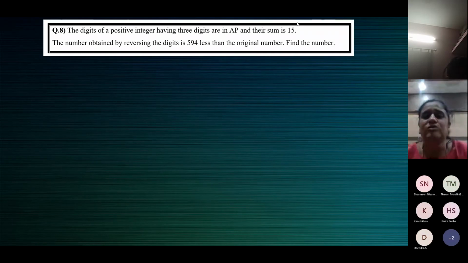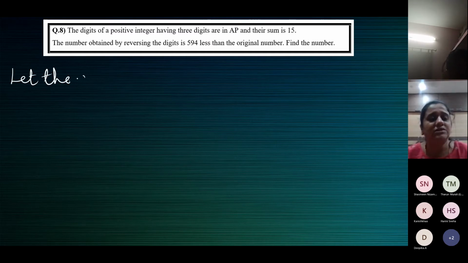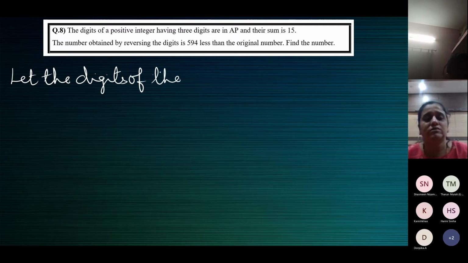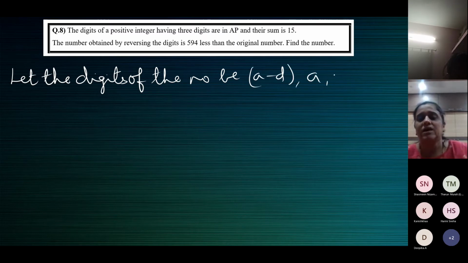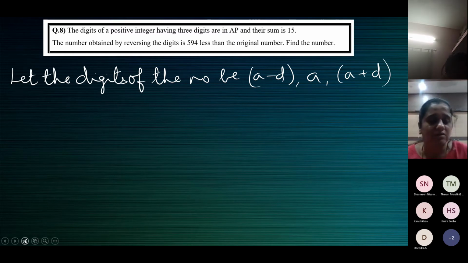Since it's only about 3 numbers, it's not an infinite AP or an AP consisting of many numbers. It's just 3 digits. So you should say, let the digits of the number be A minus D, A and A plus D. These are the 3, or you can be more specific.